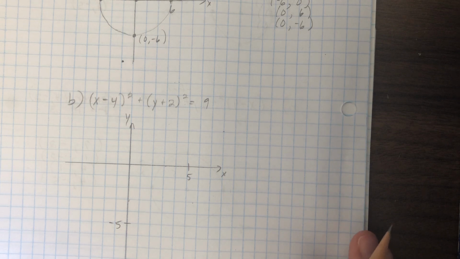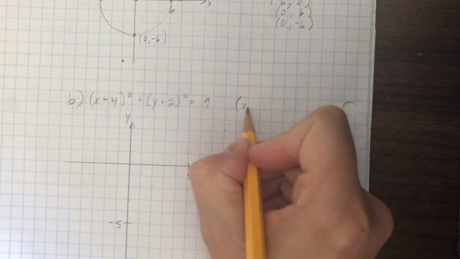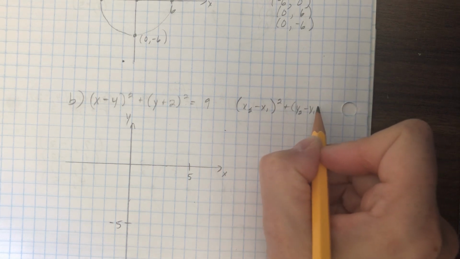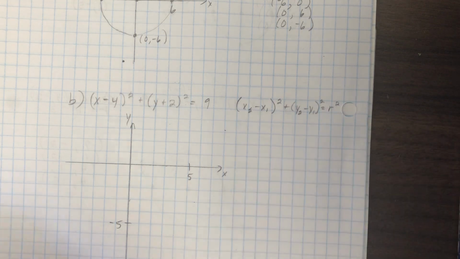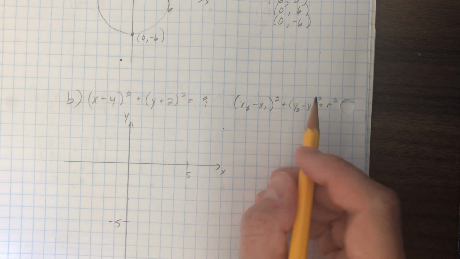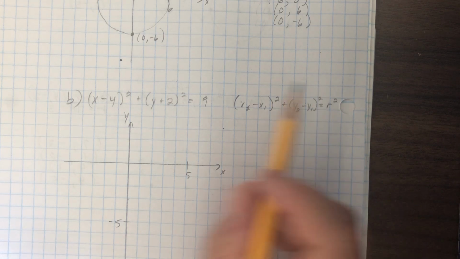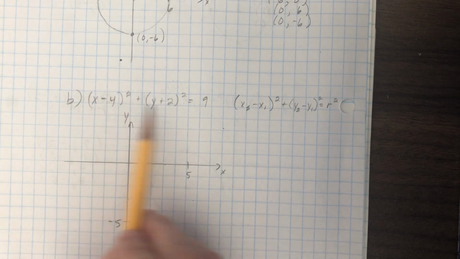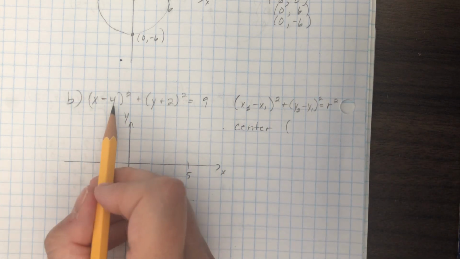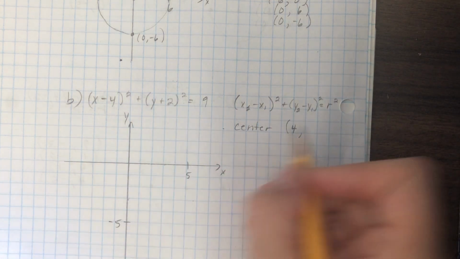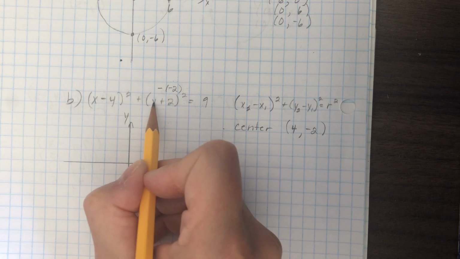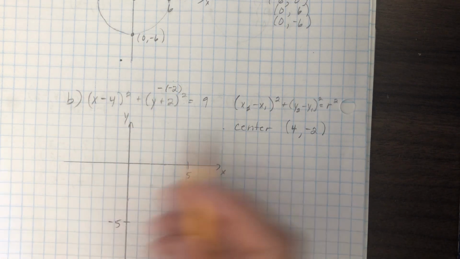Part B, we know this one is not centered at the origin. It has the equation (x minus x1) squared plus (y minus y1) squared equals r squared, where x1 and y1 represent the center of the circle. So they are the values that are actually being subtracted from x and y in the given equation. So the center in this case will be 4, because we're subtracting 4 from x, and negative 2, because we're actually subtracting a negative 2 from y in order for us to see plus 2 here.